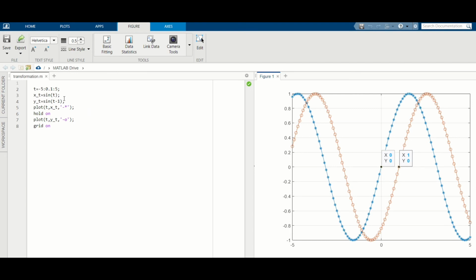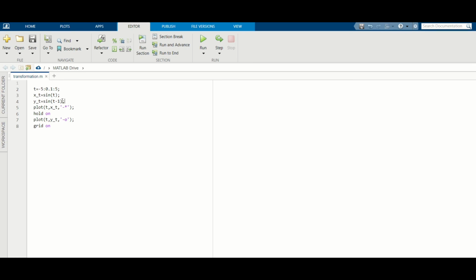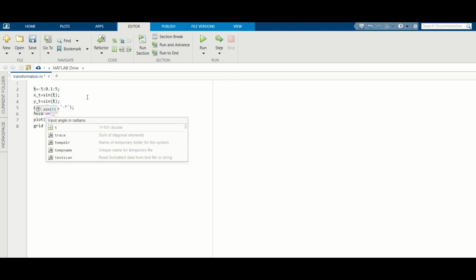So adding a scalar gives a delayed version of the signal, and subtracting a scalar from your independent variable will give an advanced version of your signal, and you can directly see it by the graphs. So now let's do some different transformations. We have seen the shifting property, where we add or subtract a scalar. Now let's do the scaling property.